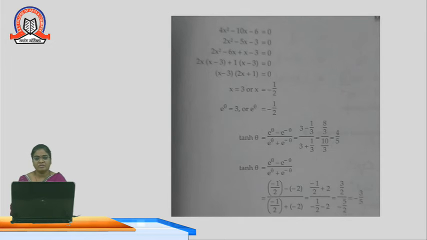Now what is the formula for tanh θ? (e^θ minus e^−θ) upon (e^θ plus e^−θ). Substituting the value 3 for e^θ and 1/3 for e^−θ, we get the answer as 4/5. Similarly, substituting e^θ equal to minus 1/2 and e^−θ equal to minus 2, we get the answer as minus 3/5. This is the answer for this problem.